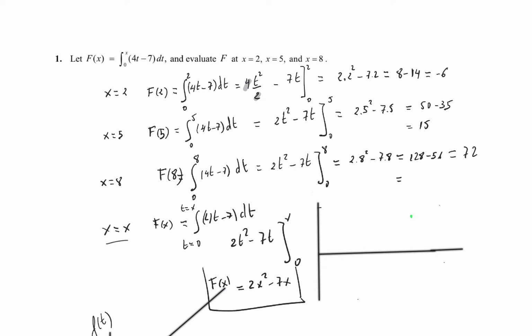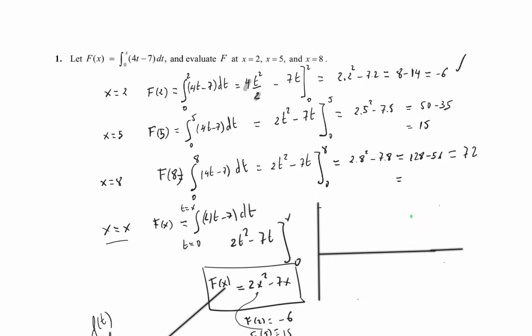And this function takes the value F of 2 equal minus 6, which I have calculated here. And F of 5 equal 15. Plugging the 5 here, it will be 5 squared, 25, 25 times 2, 50. 50 minus 7 times 5 is 35, so it will be 15.